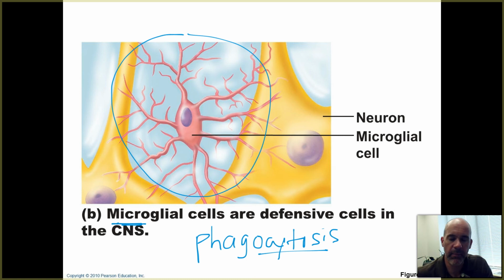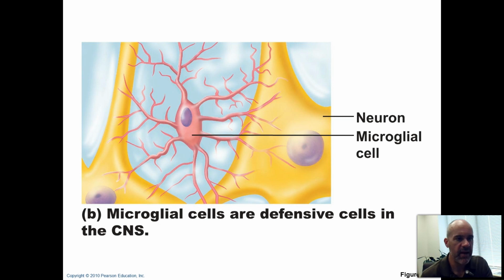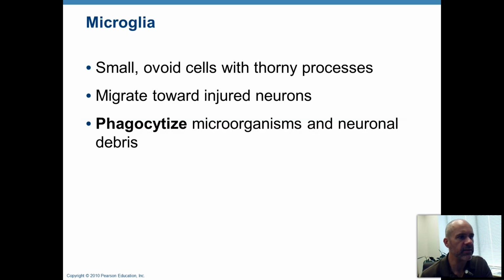If you do get bacteria, a fungus, viruses, or other foreign things in the central nervous system, the microglia are supposed to help you vacuum up those types of things. They are capable of migrating. As you see here on this slide, they can actually migrate towards areas of injury in the central nervous system. So they're going to help clean up.